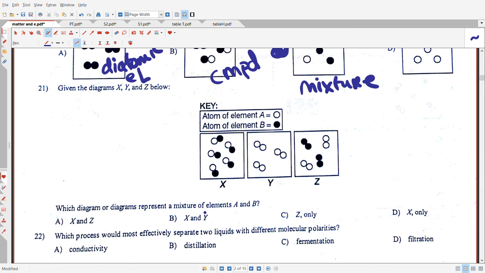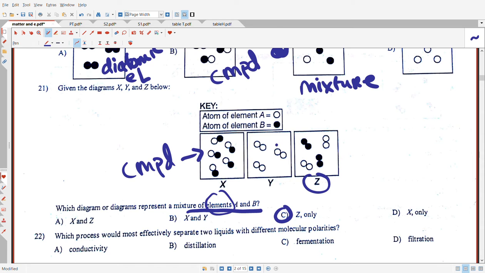Which diagram represents a mixture of elements, not compounds, elements A and B? That means we want black and white dots together, so it's going to be Z. This one is a compound because they're stuck together, and this one is A only.